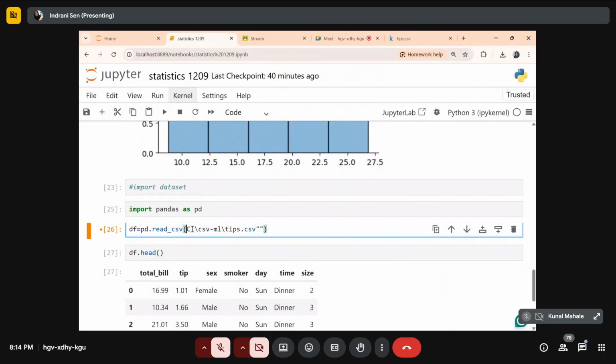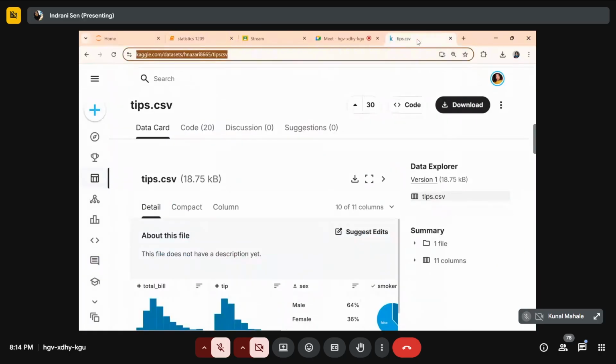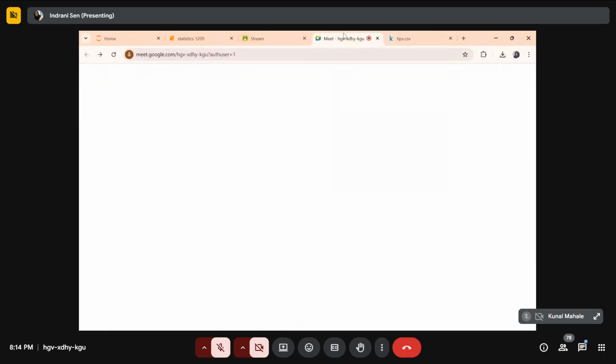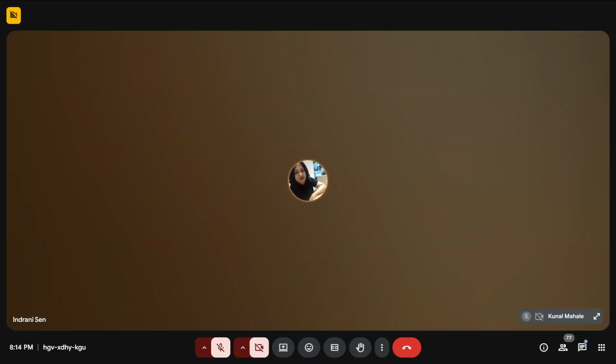Okay. Write this in a Linux style with a front slash. Ma'am, I downloaded the file, but it's not coming. Why is it not showing? Show me your screen.